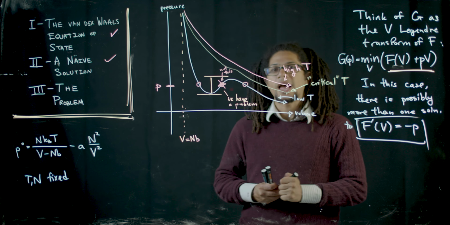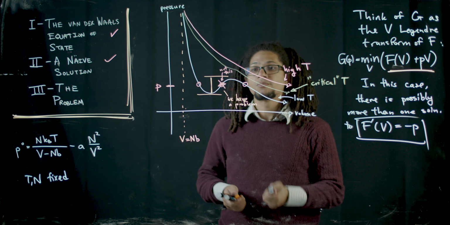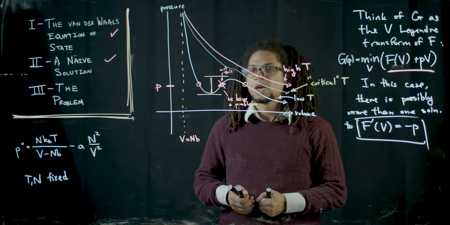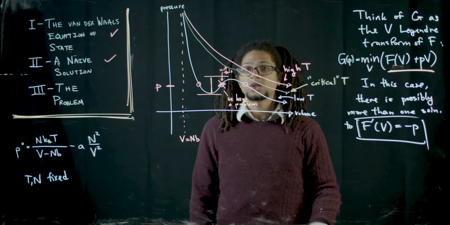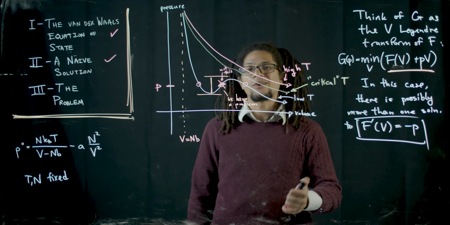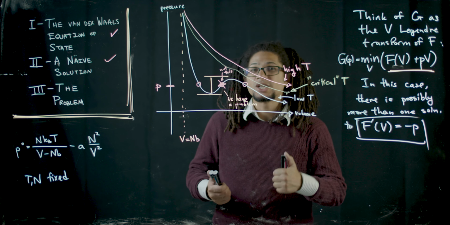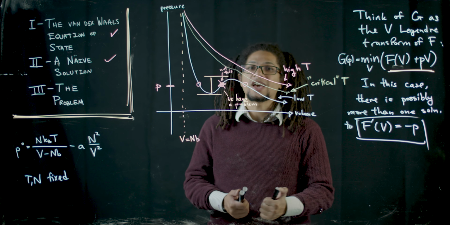The reason is that as we look to take the Legendre transform, this will turn out not to be a minimum. So it will be one of these two. In the next video, we'll get to the strategy to figure out how to exactly fix this problem and choose which volume is achieved at a given pressure P.